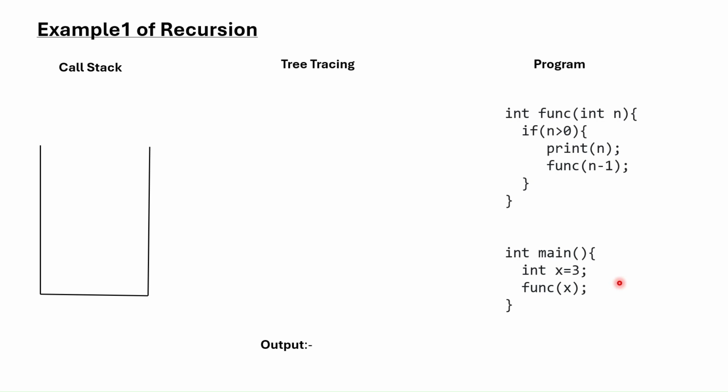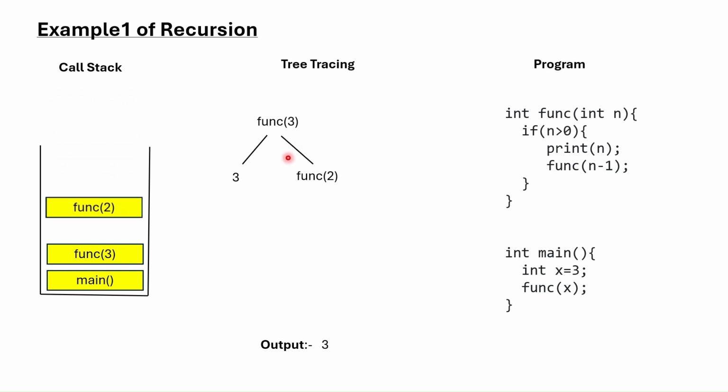Again, the program will begin its execution from the main function and it is pushed onto the system call stack. Then this 3 is assigned to x, and this function is called with parameter 3 and pushed onto the system call stack. Since 3 is greater than 0, what will it do? It will print 3. And then it will call this function with parameter n minus 1, and that is 2, and it is pushed onto the stack.